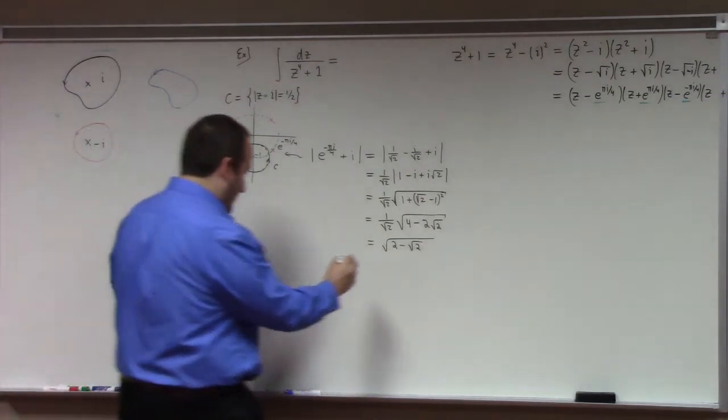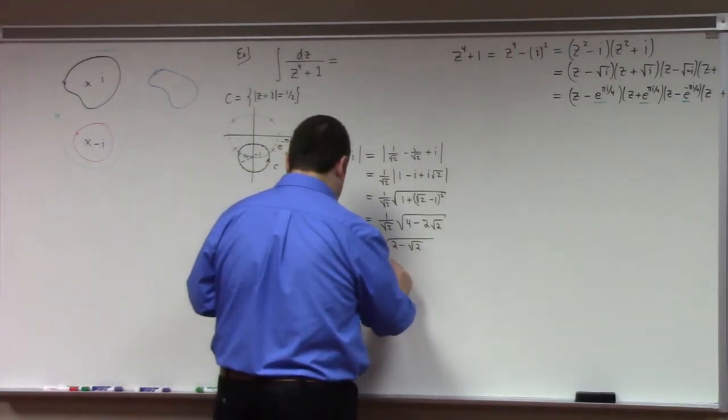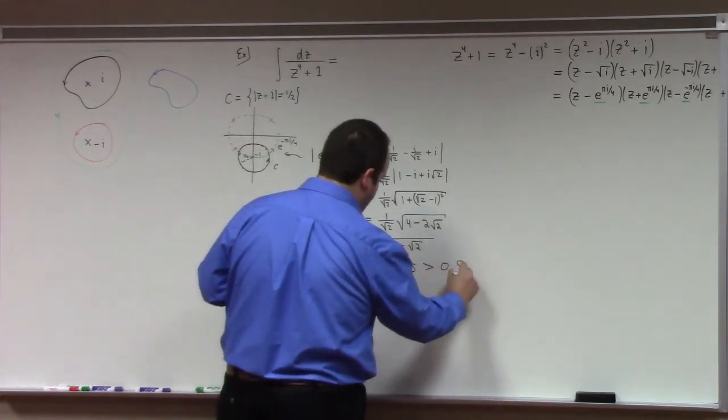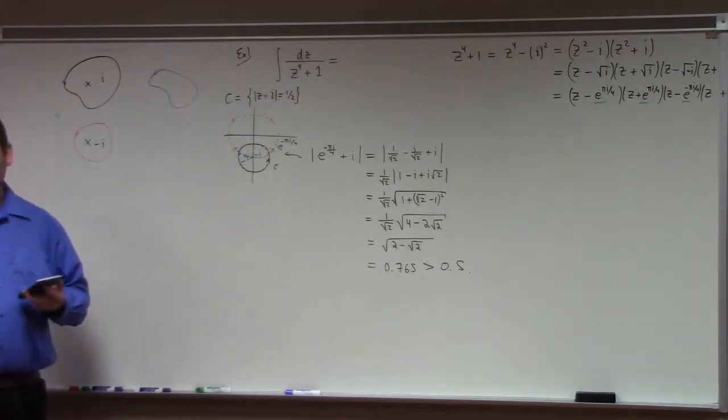This, I want to show you explicitly, is 0.765. Now we can all recognize that that is greater than 0.5, which means that that's outside the circle.